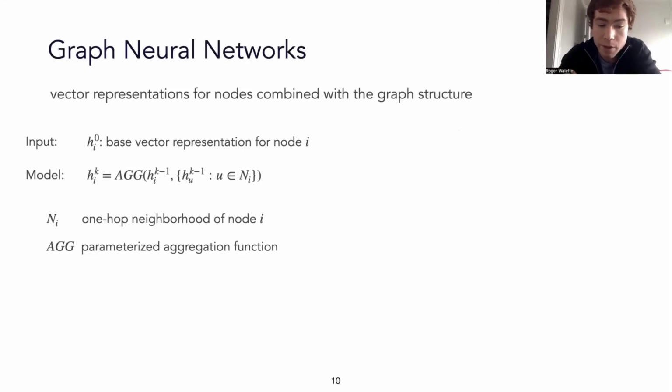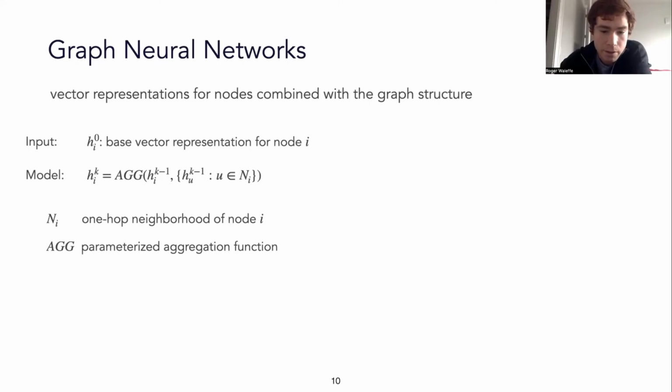So let's first begin with a bit of background and define the notion of a graph neural network. GNNs take vector representations for graph nodes and combine them with the graph structure to produce higher level representations, which can be used for downstream ML tasks.